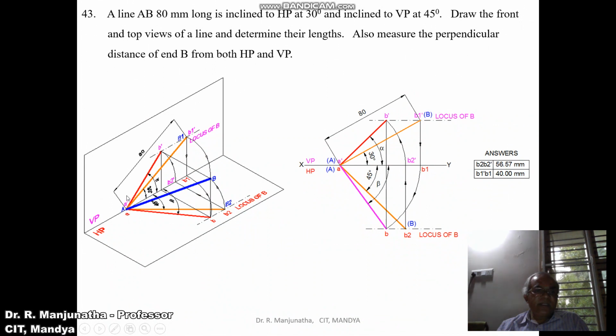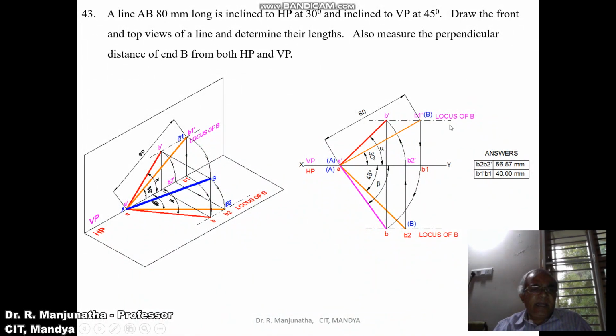If we take the distance above HP and in front of VP, then correspondingly the distance between the locus of B in the front view and the locus of B in the top view will vary. So when A is in both HP and VP, this distance will be the minimum distance. Now first we consider A is in HP, so obviously the image will be on VP, so A dash, and A is in VP, so obviously the image will be on HP.